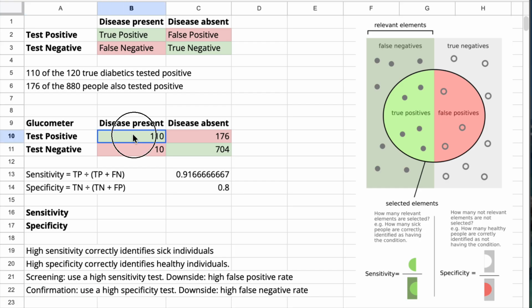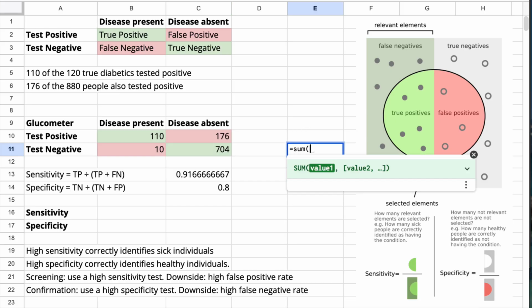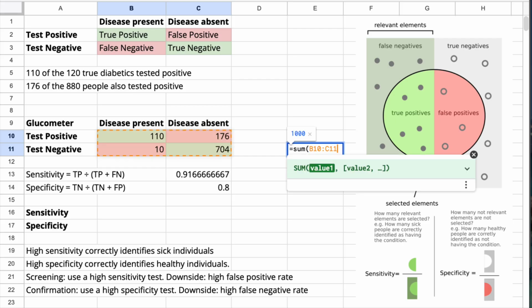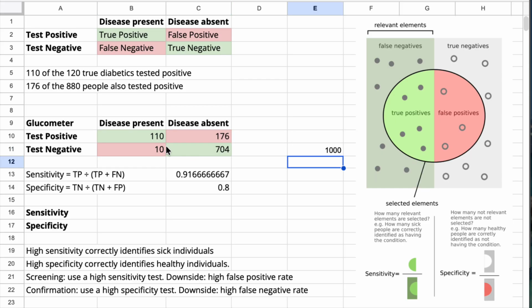So this is a 2 by 2 grid. It adds up to a total of 1,000 people. Now, if you add all those numbers up, you'll see that's our total population we screened. We screened 1,000 people that day. You can run these functions just like this. So it's 1,000 people screened.